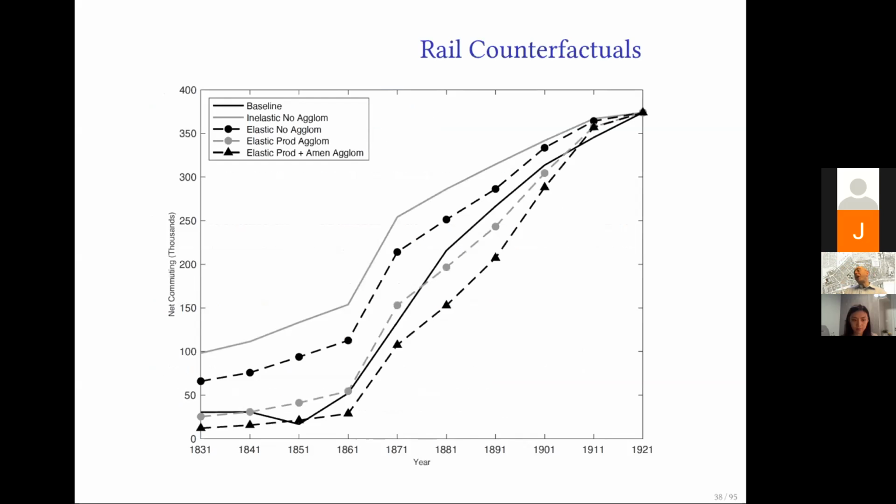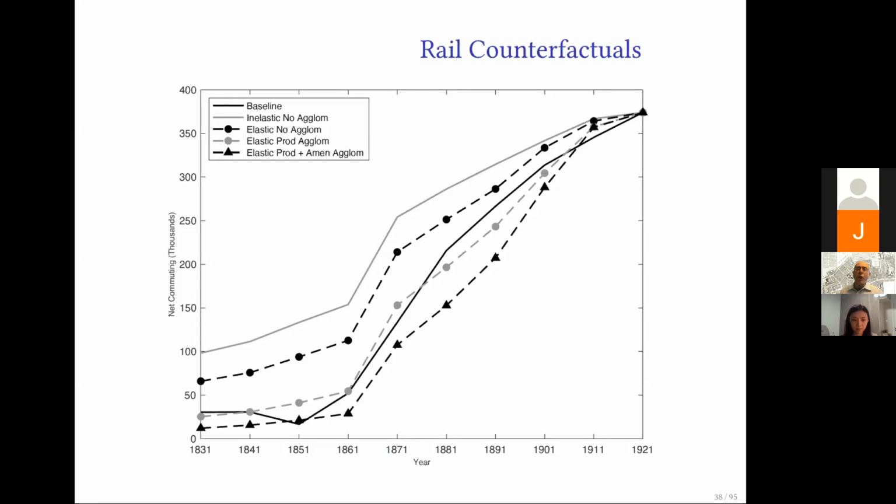So now what we're doing is we're starting in 1921 with a very similar methodology to before, but when we go back in time, instead of letting productivity and amenities change in the ways that match the data, we hold in the model, without any agglomeration forces and no change in the supply of floor space, productivity, amenities, and the supply of floor space exactly constant.